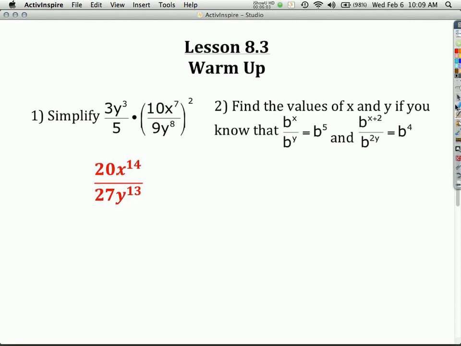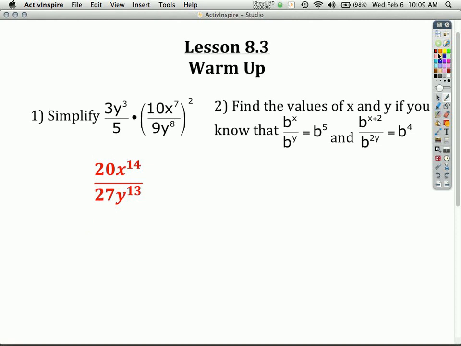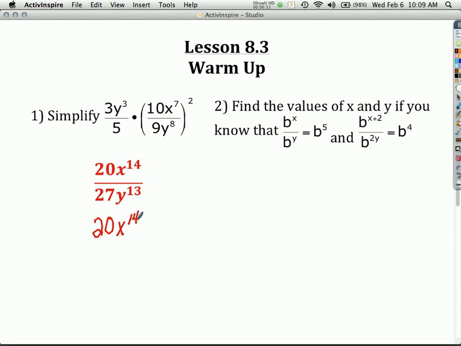However, if you put 20x to the 14th power y to the negative 13th over 27, I will accept that as well.